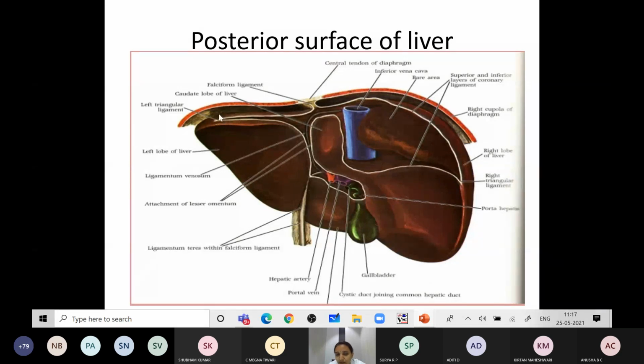There is no right triangular ligament on the left side actually; it's called the left coronary ligament. This is the right triangular ligament and the two layers of the coronary ligament.